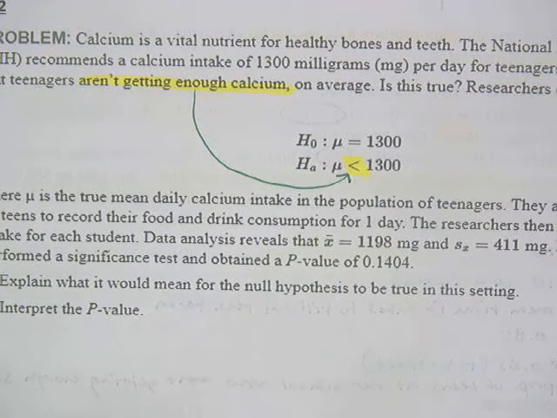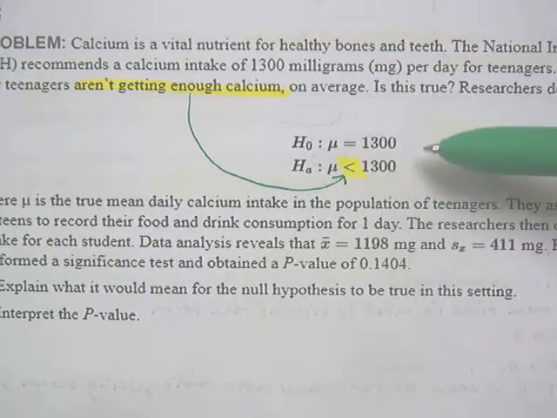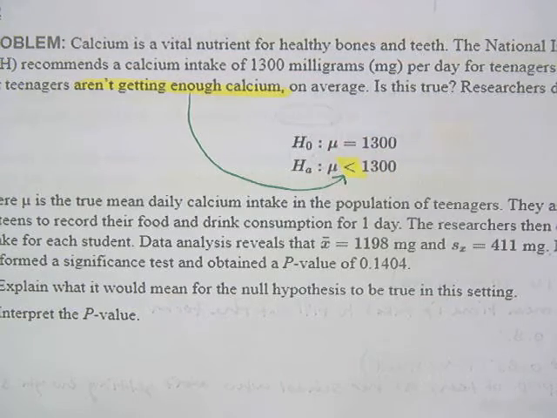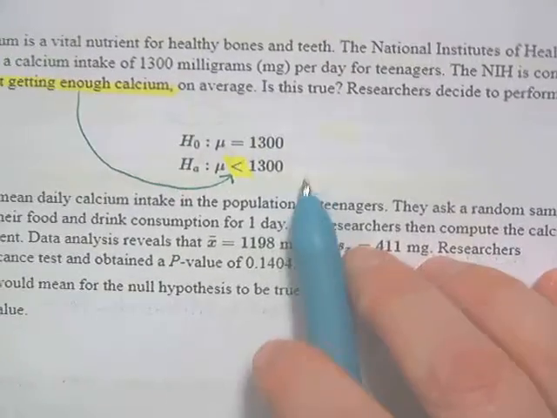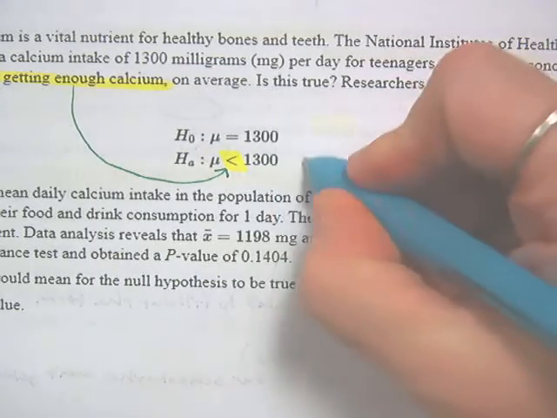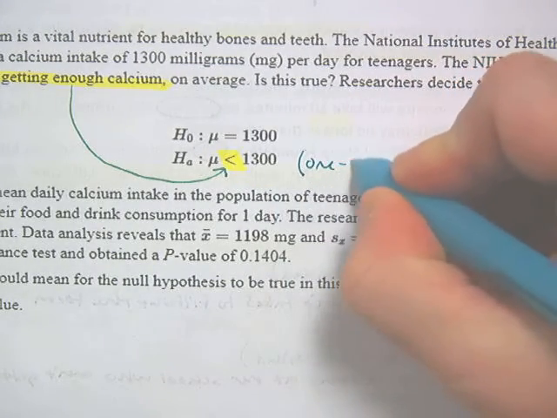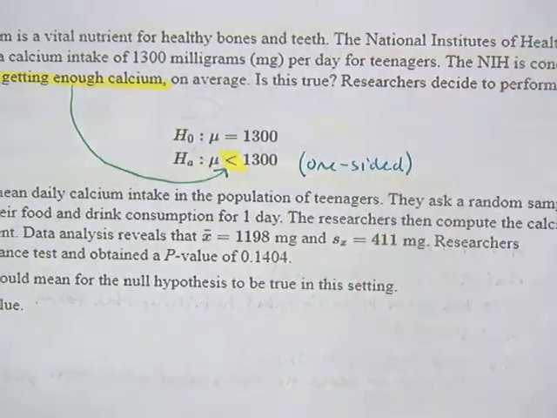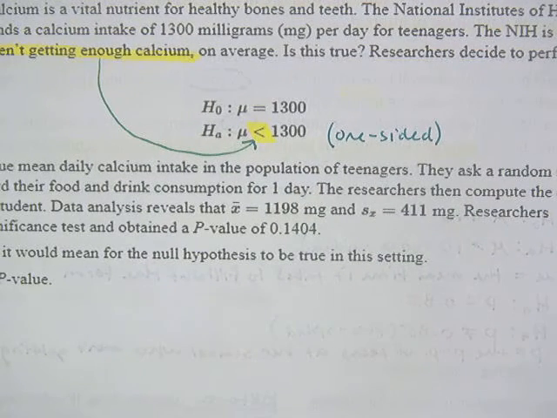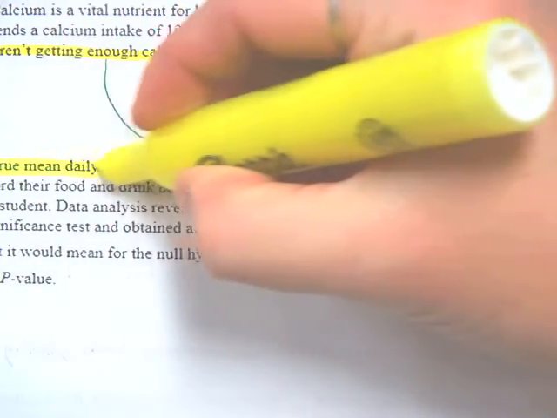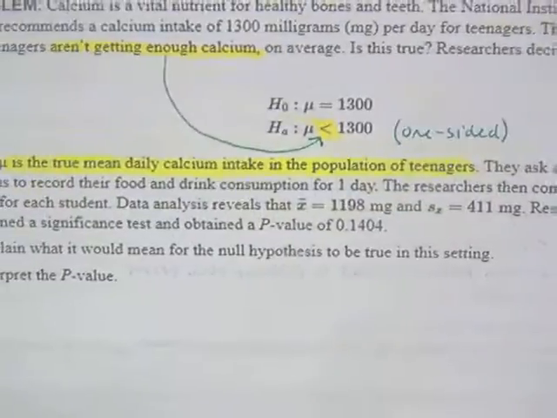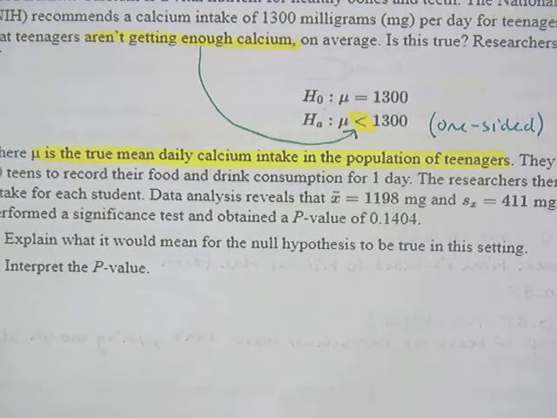Is this true? Researchers decide to perform a test of, here's your null and alternative hypotheses. Is this one or two-sided? One-sided. That's going to become really important in the chapter later on. It tells us that mu is the true mean daily calcium intake. I'm just going to highlight this because I'm going to copy this down in one of my answers in a second. We're talking about the average daily calcium intake of all teenagers.